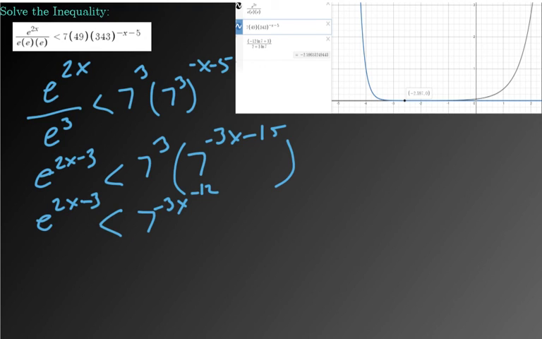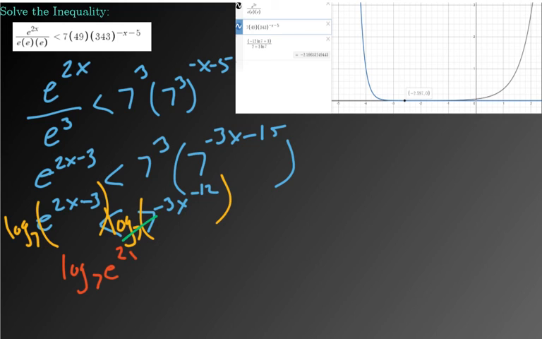Last time I did it where I canceled e, but this time I'll just cancel the 7 for no good reason. So I'm going to just take log base 7 of both sides. I'm literally doing that so that I can cancel it here, right? So that means I'll have log base 7 of e to the 2x minus 3 now is less than minus 3x minus 12. And now, finally, log properties. We've got to move that in front, okay?